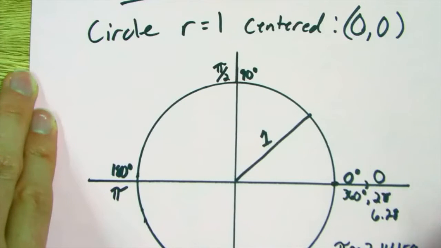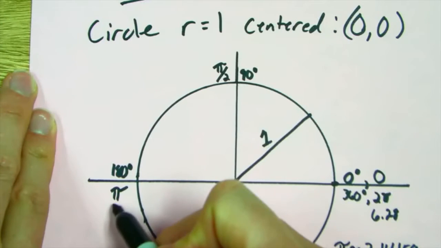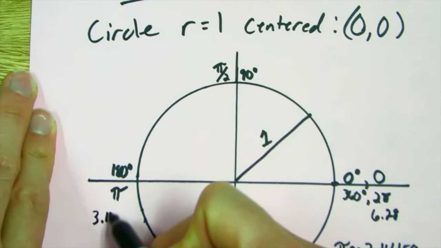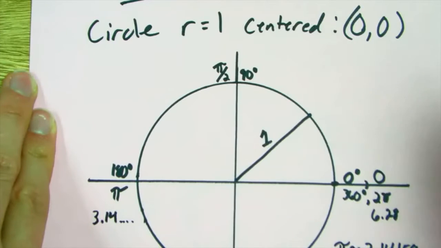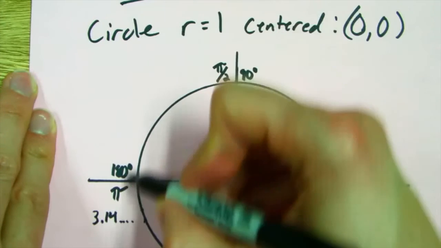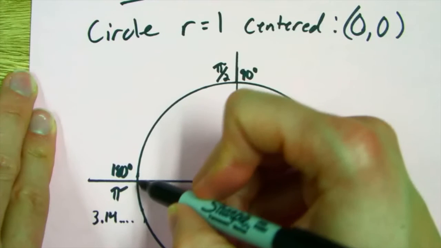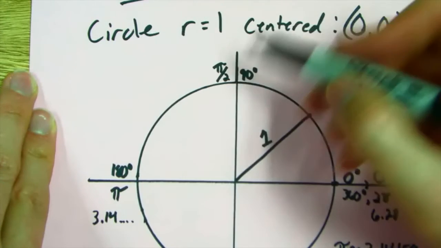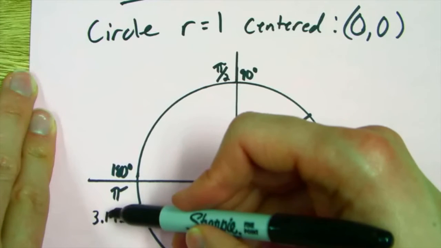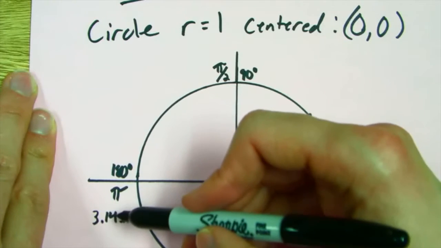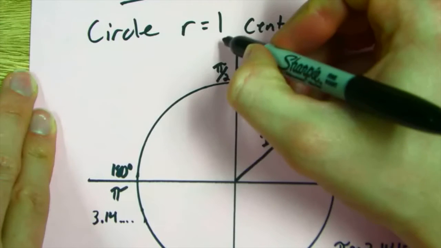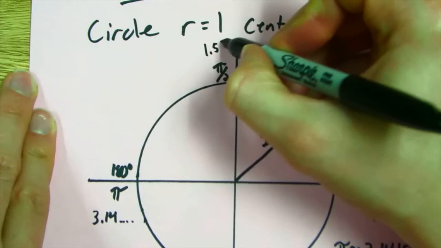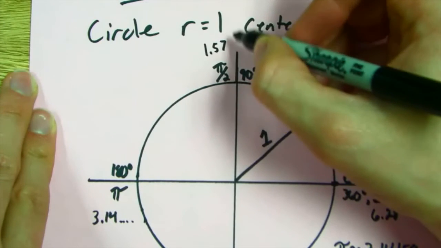All right, so now we have that. Let's put some numbers to this. So out here at pi, remember that's 3.14-ish units. So 3.14 radians, 14159, and so on. That's the number of radians that's out here. This one would be half of that. So this would be approximately 1.57 radians.